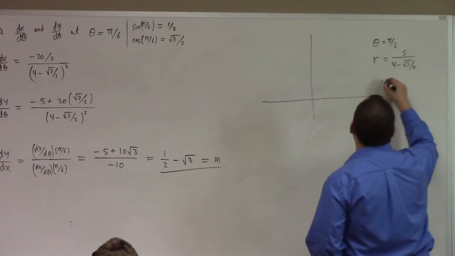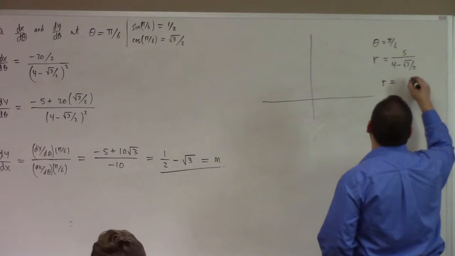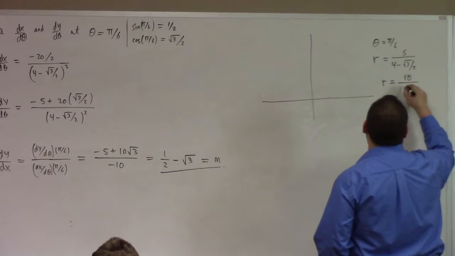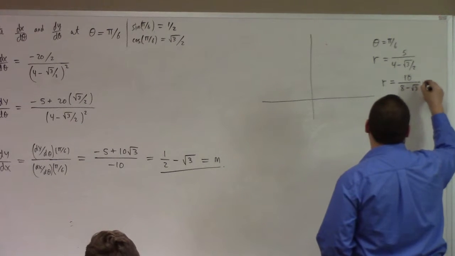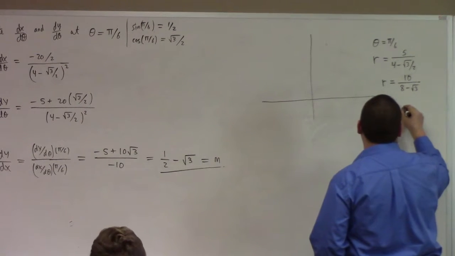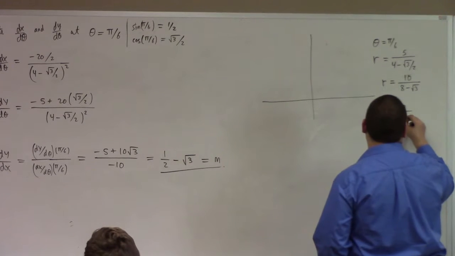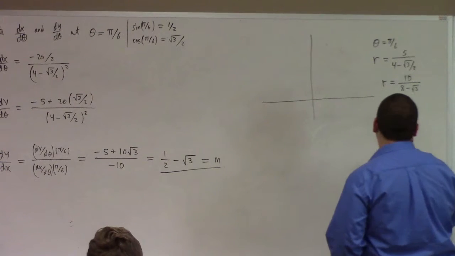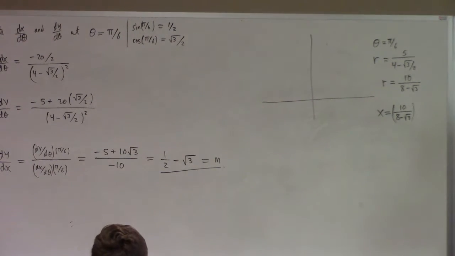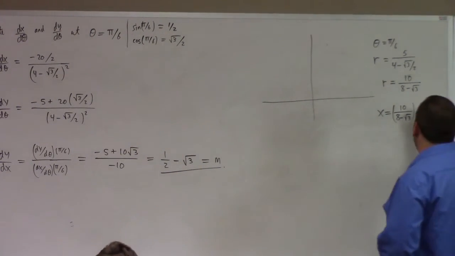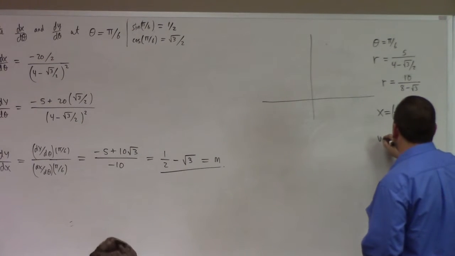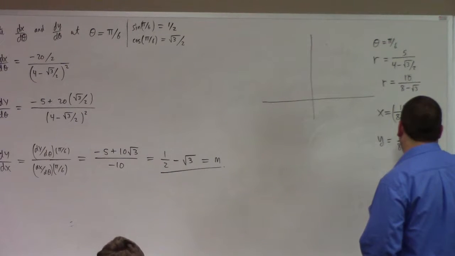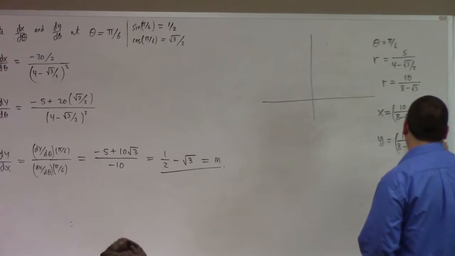So I guess I could say r is equal to, it's 10, right? Over 8 minus root 3. So that means that x is equal to 10 over 8 minus root 3 times the cosine of the angle. What's the cosine of the angle? Square root 3 over 2. What's y equal to? 10 over 8 minus root 3 times the sine, which is a half, right?